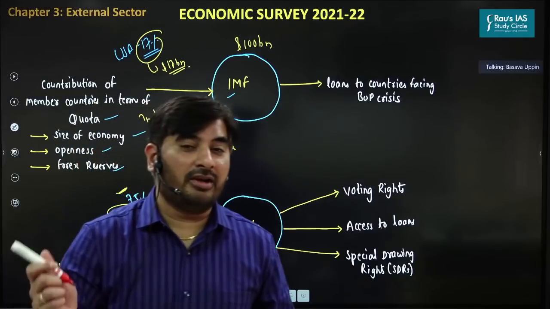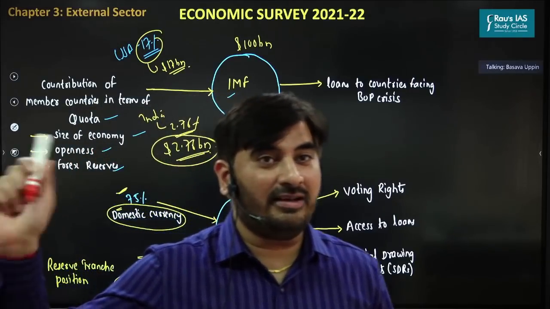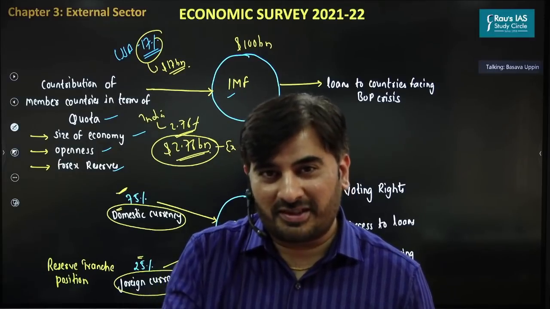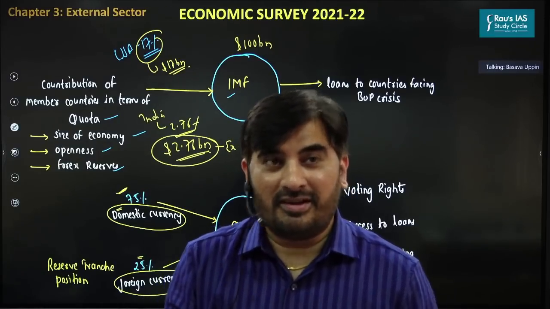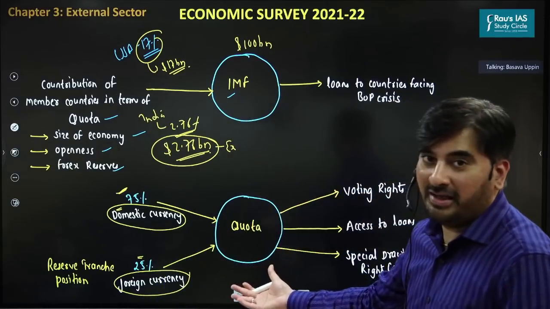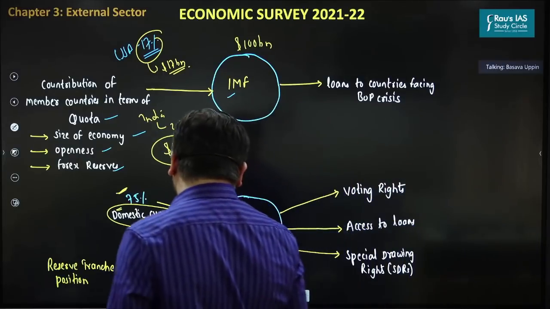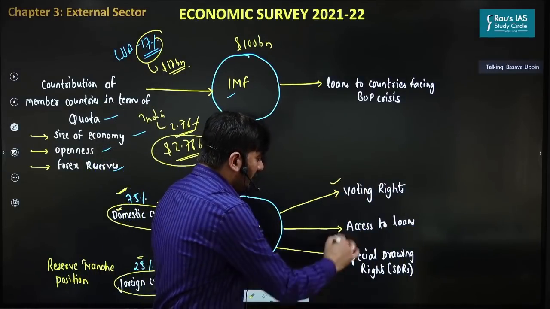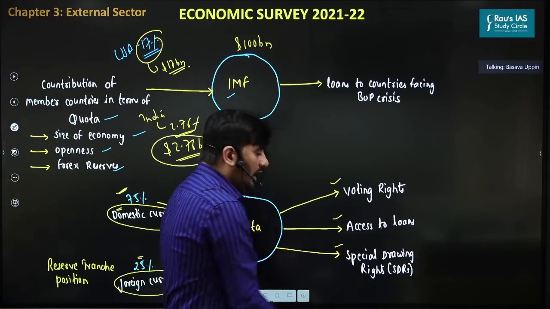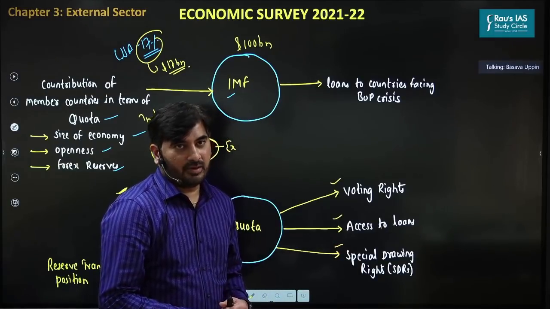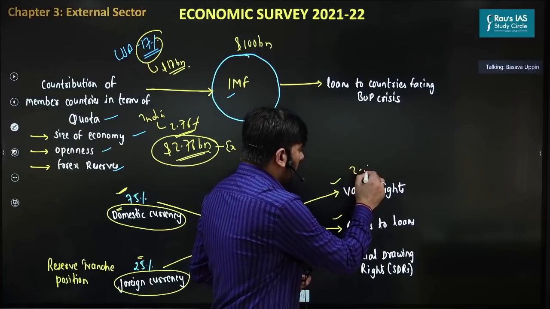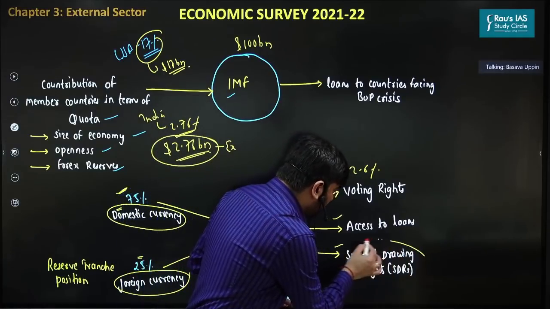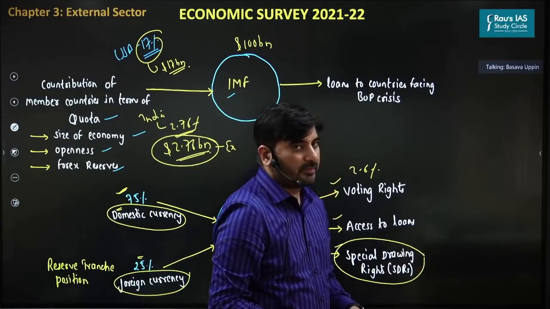It is almost similar to SLR. You know SLR, right? Statutory liquidity ratio. So banks are required to keep a certain percentage of depositors' money with themselves. So RTP is something similar to that. And once the quota is fixed, the quota in turn determines the voting rights, access to loans, and how many special drawing rights you get. For example, India's voting right is almost 2.6%. And based upon our quota, we get special drawing rights.